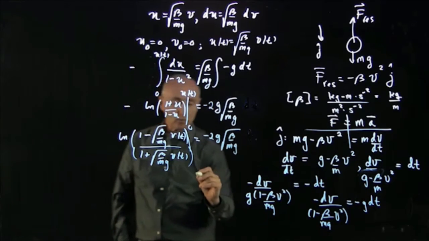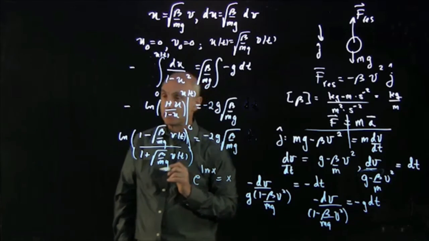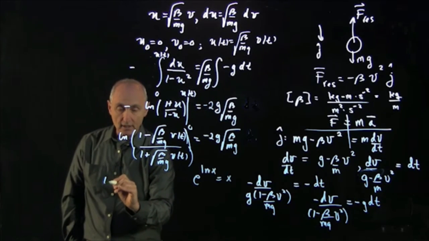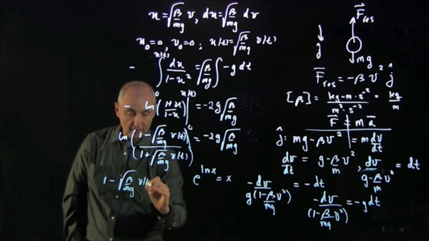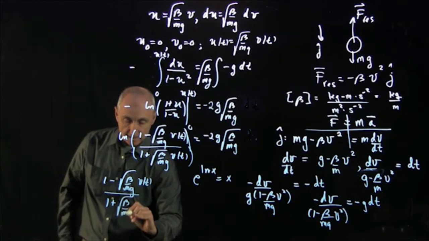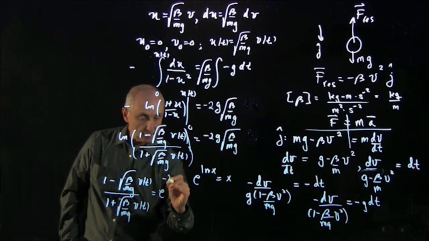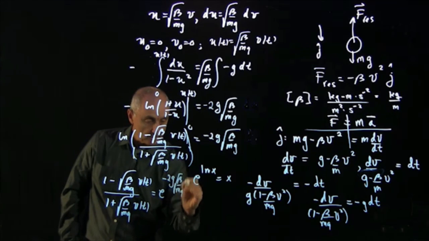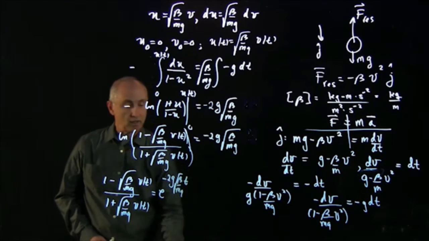Now, again, we'll use the fact that e to the log of x is x. And so if I exponentiate both sides, I end up with 1 minus square root of beta over mg v of t, over 1 plus square root of beta over mg v of t, is equal to exponential of minus 2g square root of beta over mg times t. And we'll just remove that.